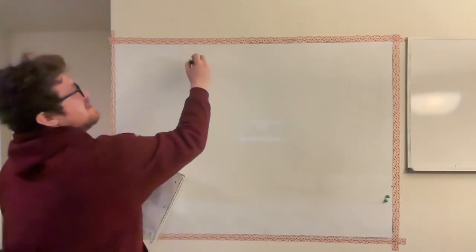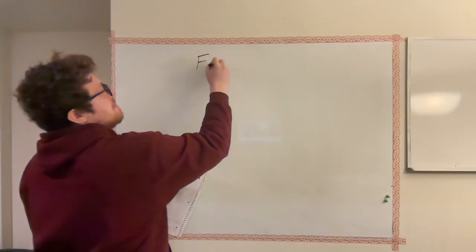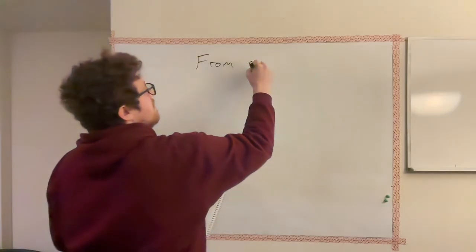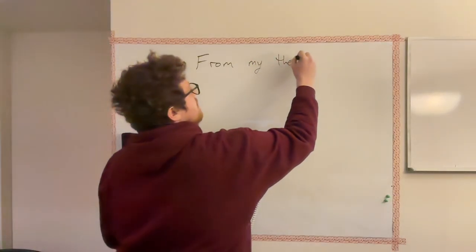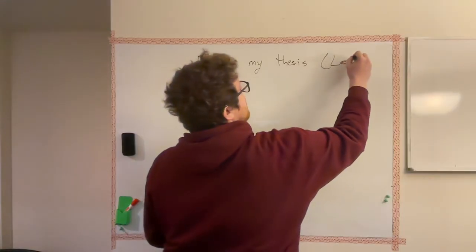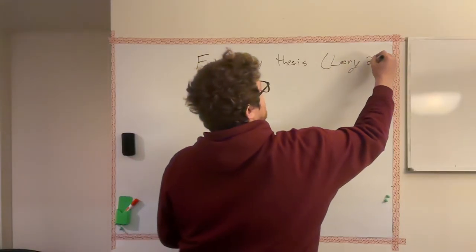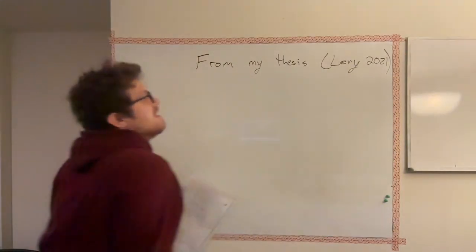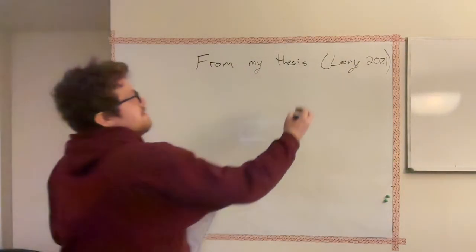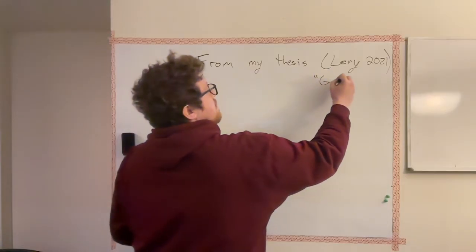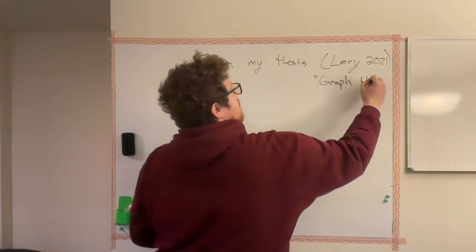Okay, so this is one of the A configurations that comes up in my thesis. This is like Levy, 2021, I guess. I think it's called the graph homology complex with integral coefficients.